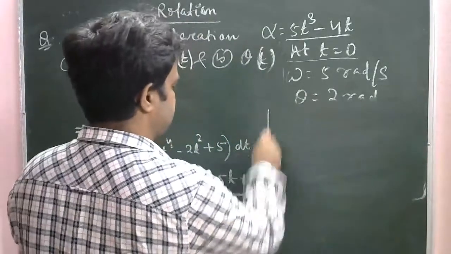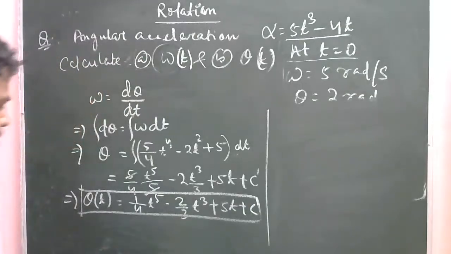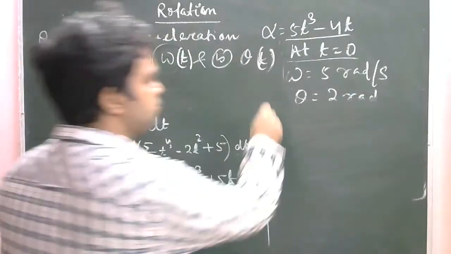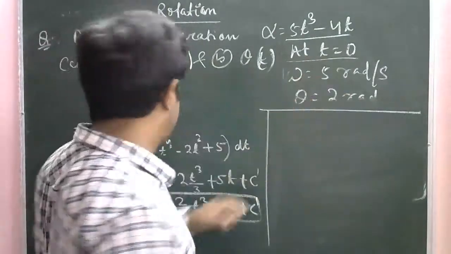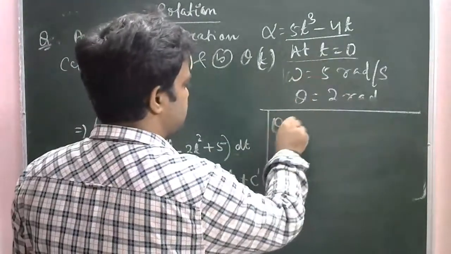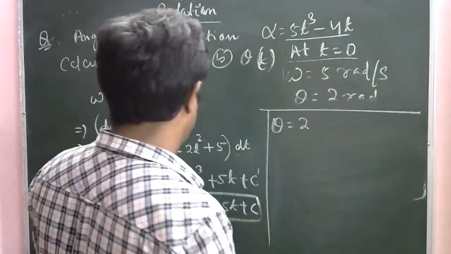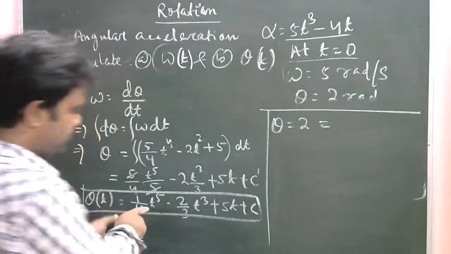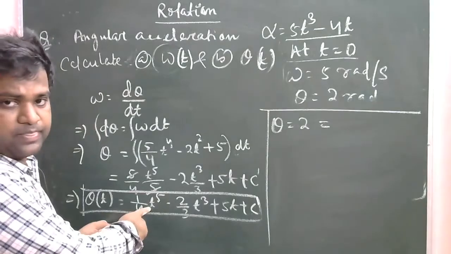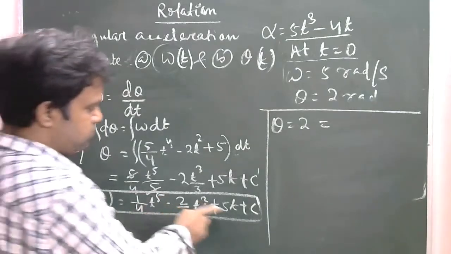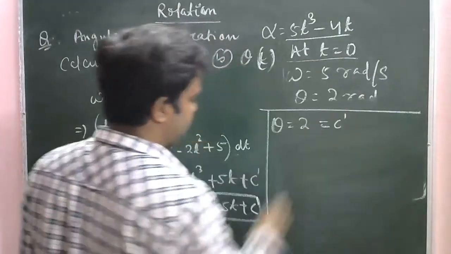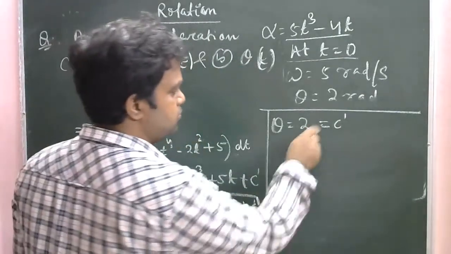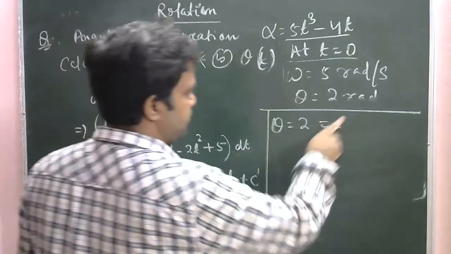the final expression. Okay? So how will you calculate c prime? The same technique we will use. This condition is given, t is equal to 0, theta is 2 radian. So theta is 2 radian for t is equal to 0. Now I will put 0 everywhere, right? T is 0, 0, 0. So 2 is equal to c prime. Okay? So c prime is 2 you are getting.